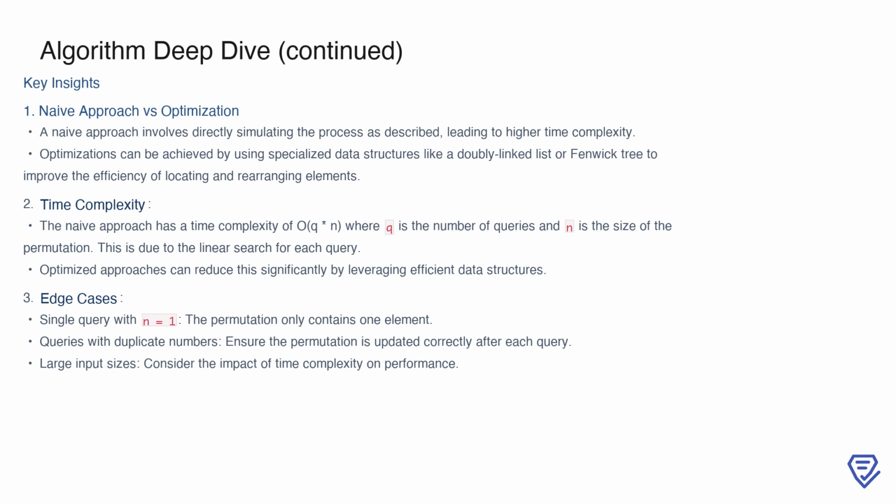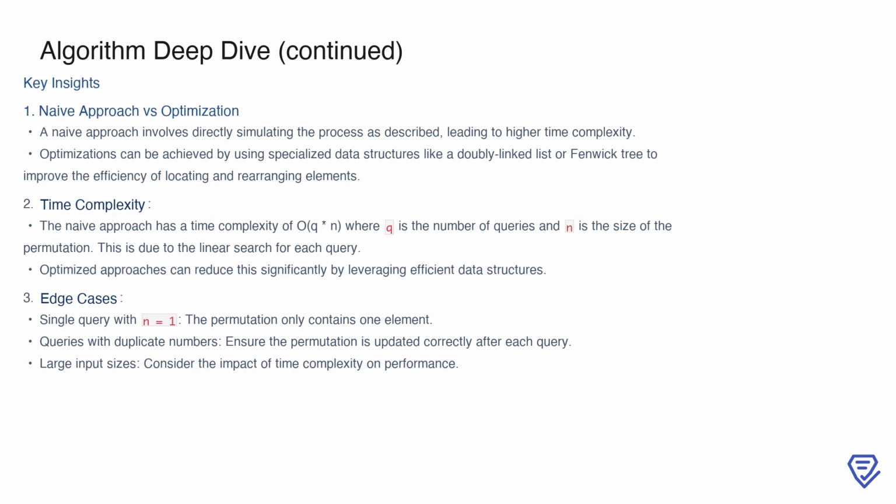A straightforward implementation of the algorithm, referred to as the naive approach, directly simulates the process described. However, this method can be computationally expensive due to its reliance on linear search for locating elements, especially as the size of the permutation and the number of queries increase. This naive approach has a time complexity of O(q*n), where q is the number of queries and n is the size of the permutation. To address this inefficiency, optimized solutions can leverage advanced data structures like doubly linked lists or Fenwick trees to improve the performance of element lookup and rearrangement.